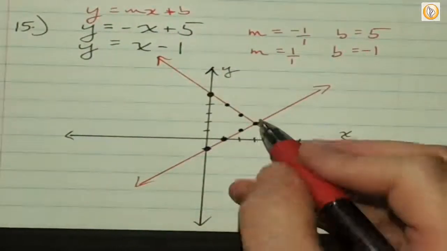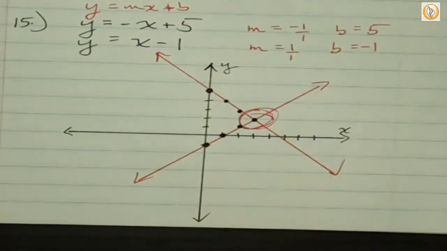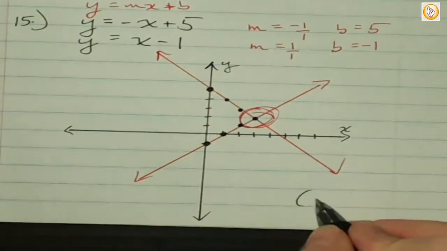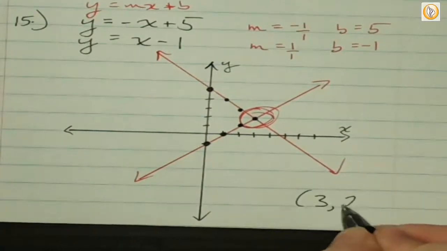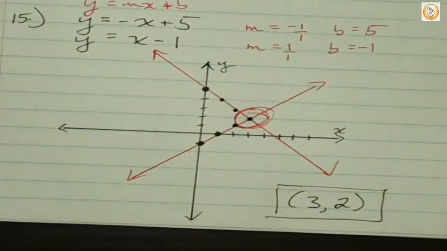So right here is our point of intersection. Your answer would be 3 and 2. If you got something similar, like, okay, I'm on the right track, I know what I'm doing, it's because we're using lined paper that I didn't get it perfect, you're good to go. Any questions? None?